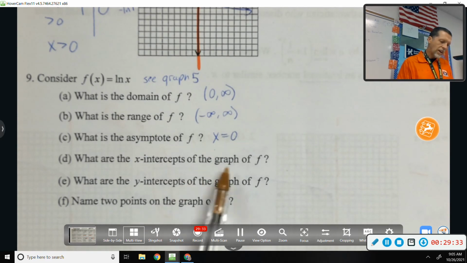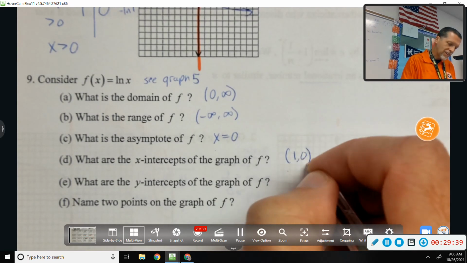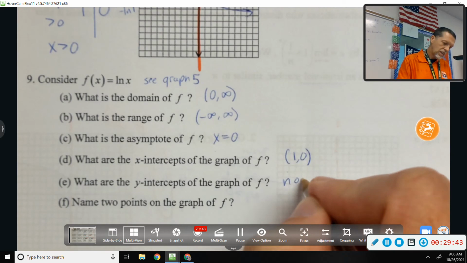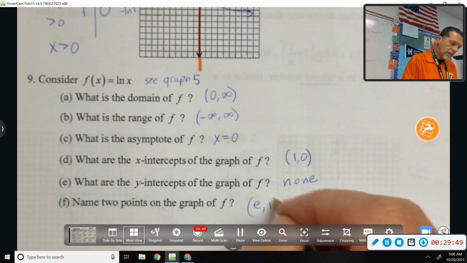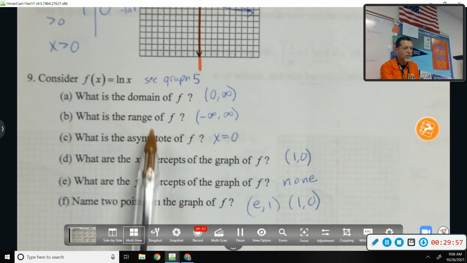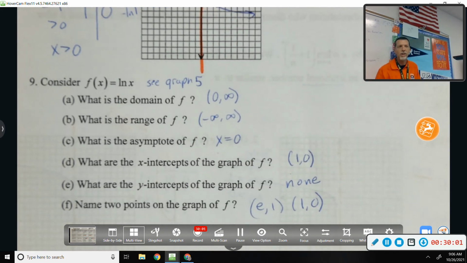What are the x-intercepts? Careful: 1, 0, where it crosses the x-axis. What are the y-intercepts? None. Name 2 points. Well, look at our table up there. E, 1 and 1, 0. So similar to yesterday, you get questions like this, either draw the graph or go find the graph, and then the questions are pretty easy.